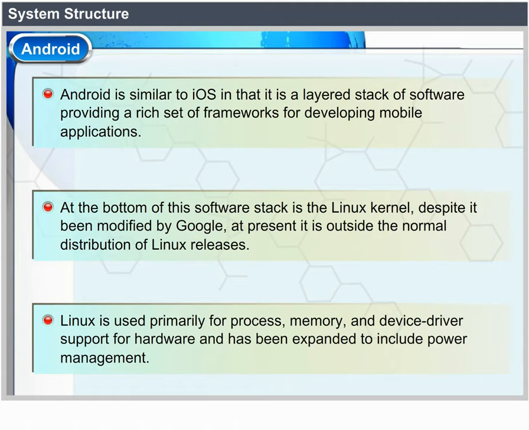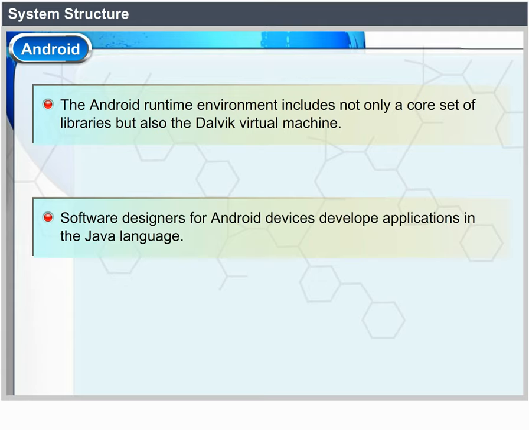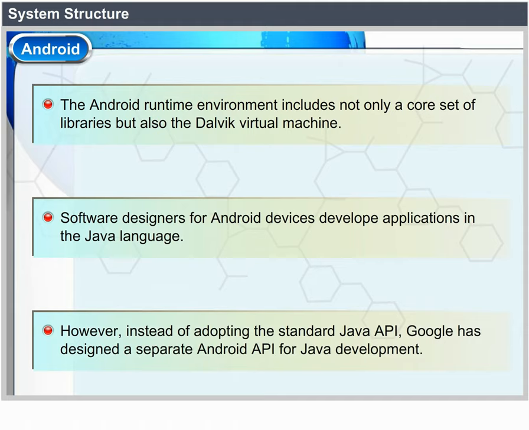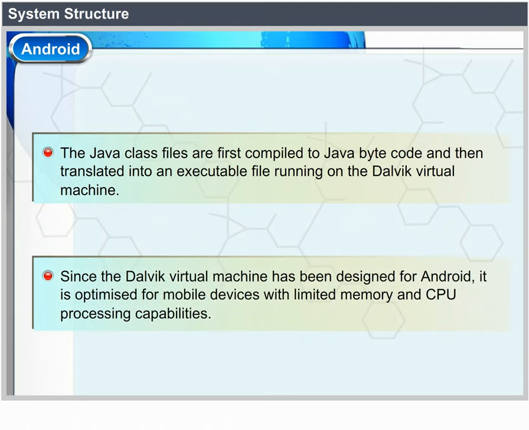The Android environment includes a core set of libraries as well as the Dalvik virtual machine. Software designers for Android devices develop applications in the Java language. However, rather than using the standard Java API, Google has designed a separate Android API for Java development. The Java class files are first compiled to Java bytecode and then translated into an executable file that runs on the Dalvik virtual machine. The Dalvik virtual machine was designed for Android and is optimized for mobile devices with limited memory and CPU processing capabilities.